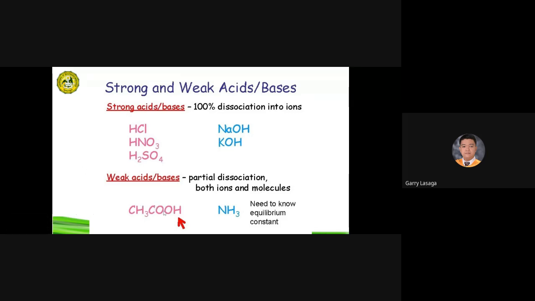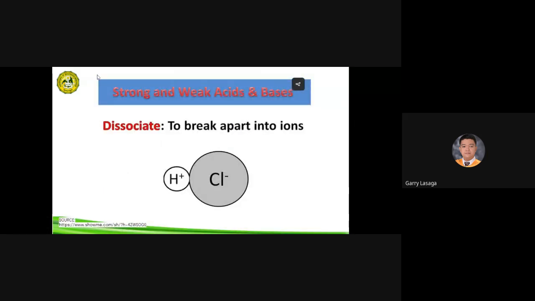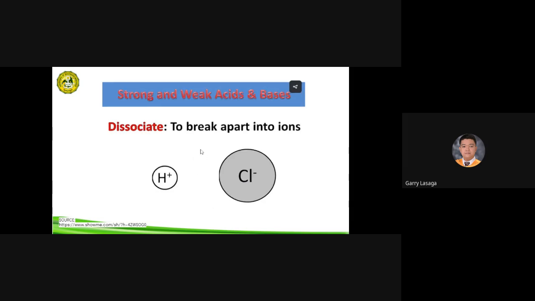An example of a weak acid is acetic acid, and also NH3 is an example of a weak base. So for us to determine whether an acid is a weak acid or a strong acid, the same is true for the base, that particular substance should dissociate in solution. So for example, an example of a strong acid is HCl, hydrochloric acid. So when we put that in a solution, our HCl will completely dissociate to form our chloride ion and our H plus.